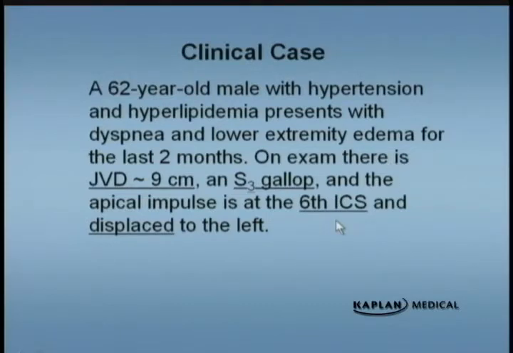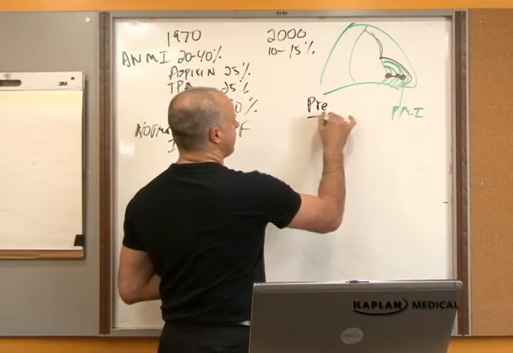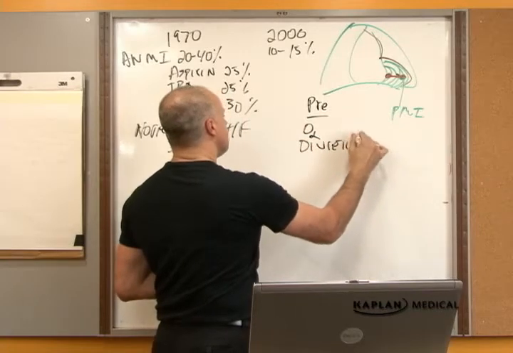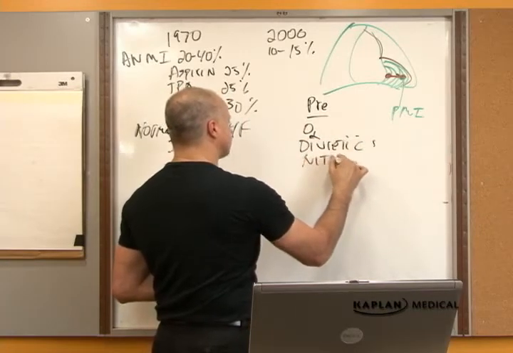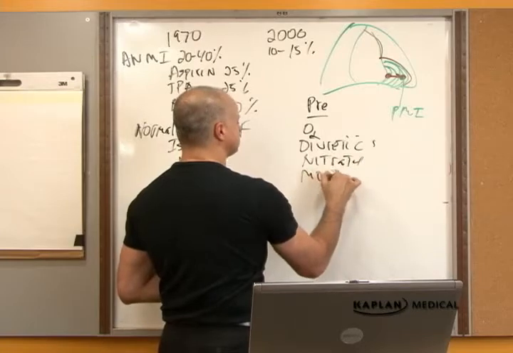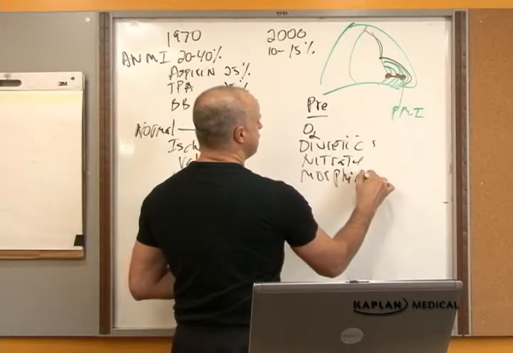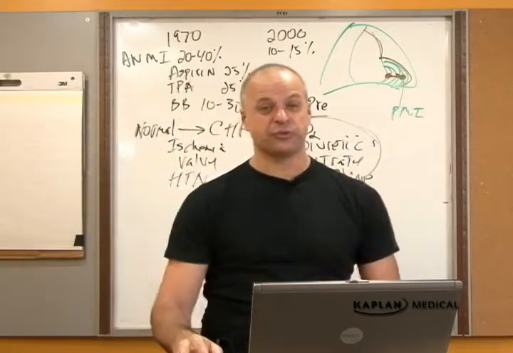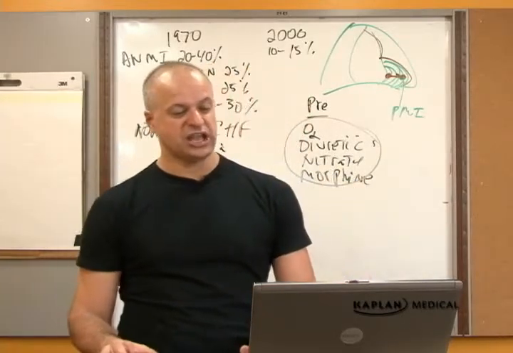Well, he's short of breath. The way to handle short of breath people at the beginning is preload reduction. Oxygen, diuretics, nitrates, and morphine are going to handle preload reduction. 90% of people will get better with oxygen, fluids, diuretics, and morphine.